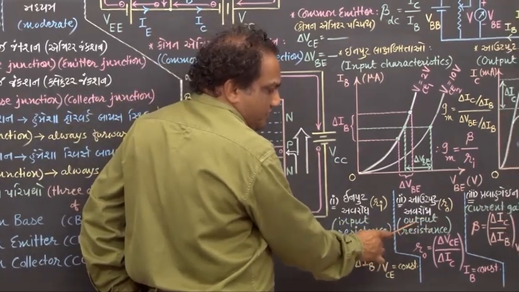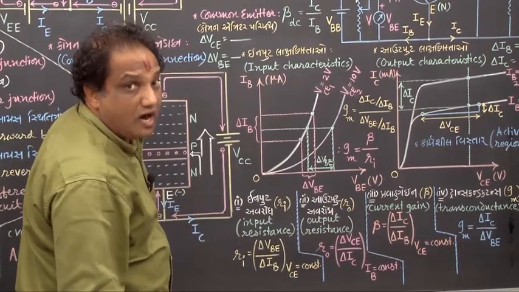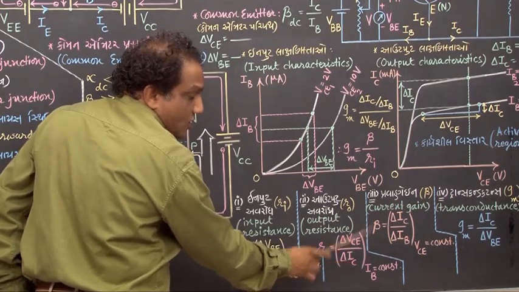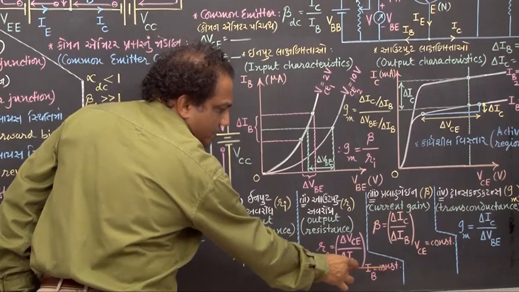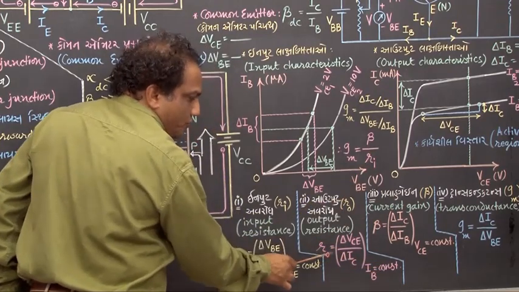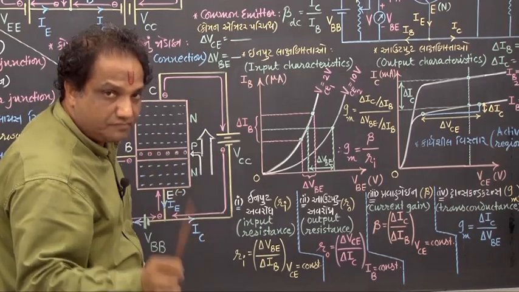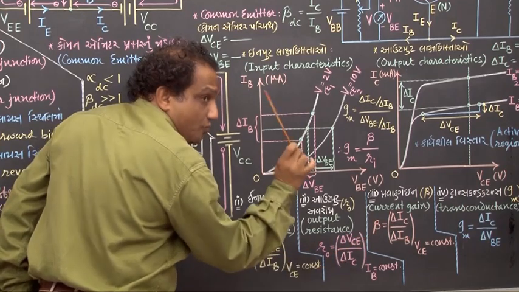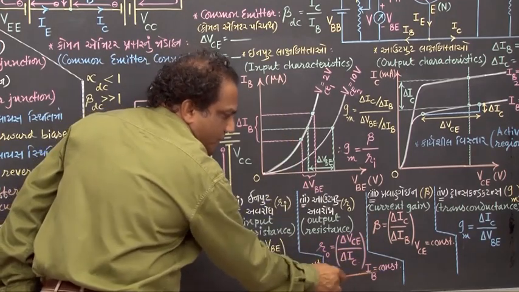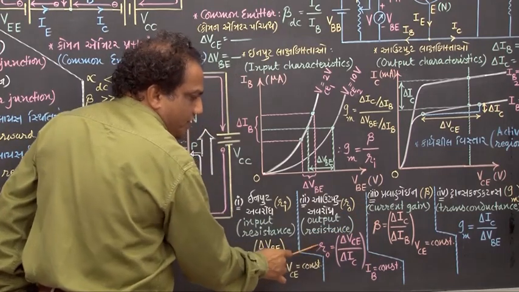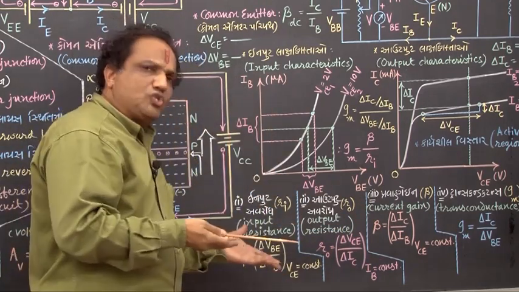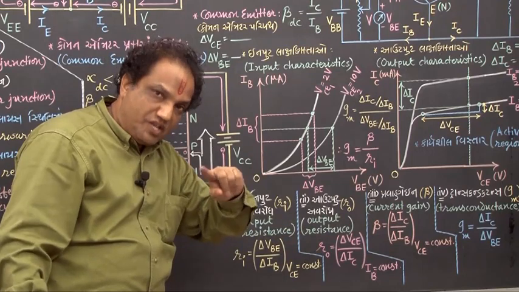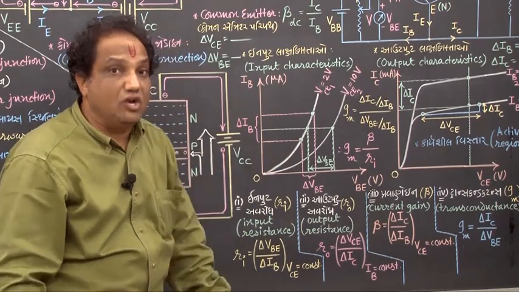What about the second parameter? It is output resistance, shown by symbol Ro. The ratio of change in output voltage to the change in output current obtained at constant input current is called the output resistance of a given transistor. It is also a resistance, its unit is also ohm, and its value is found to be ranging between 50 kilo ohm to 100 kilo ohm.